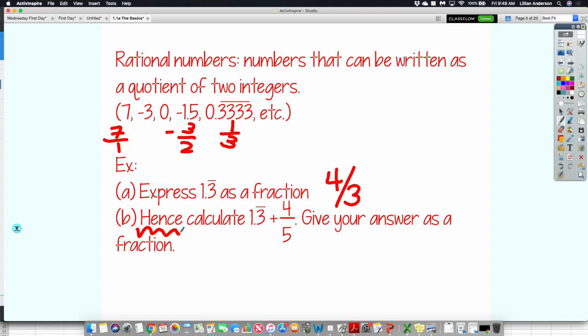So hence, taking 4/3, add it to 4/5. In order to add fractions, what do we need? What was that common denominator? 15. So then we have to multiply the first fraction by 5, the second fraction by 3, and add them together. What was our numerator? It was 32. So our answer is 32 over 15. Are both of these rational numbers? Yes, they are. Good stuff.